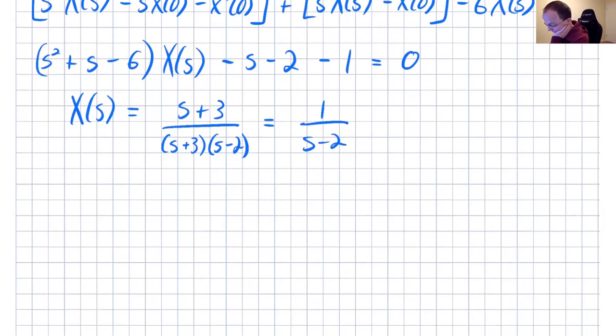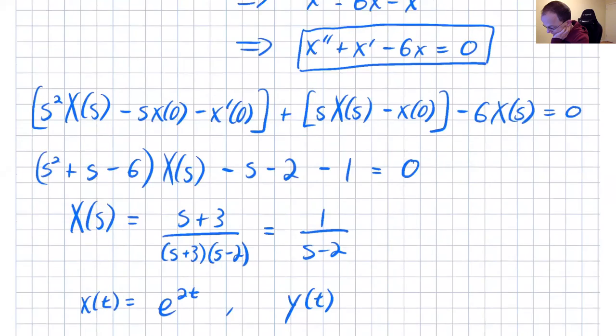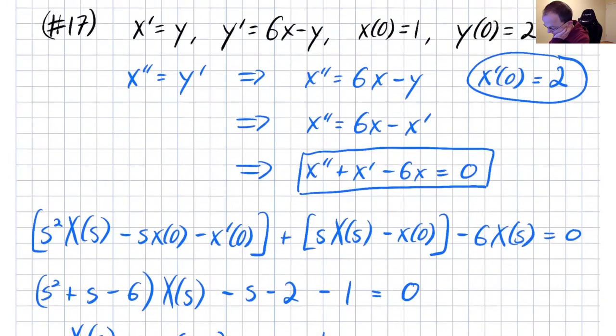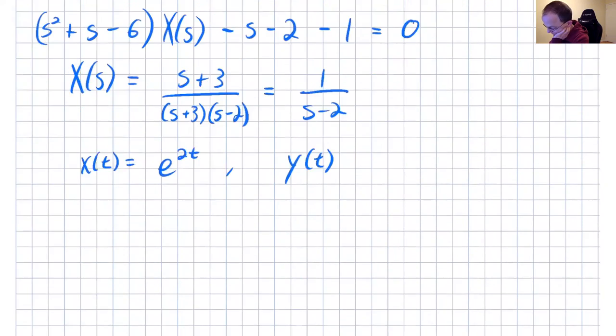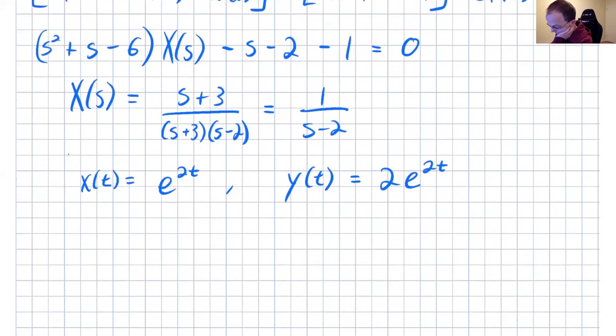Okay, so therefore, x of t will be equal to e to the 2t, and y of t, so y is equal to x prime, so y of t will equal 2e to the 2t. And there's our solution.